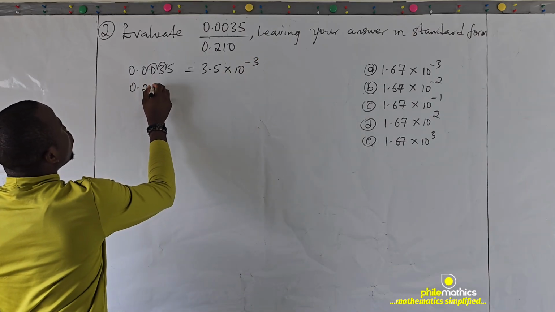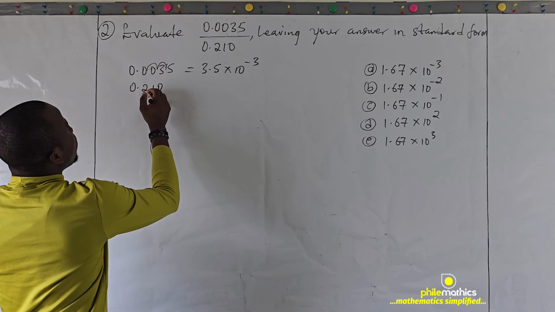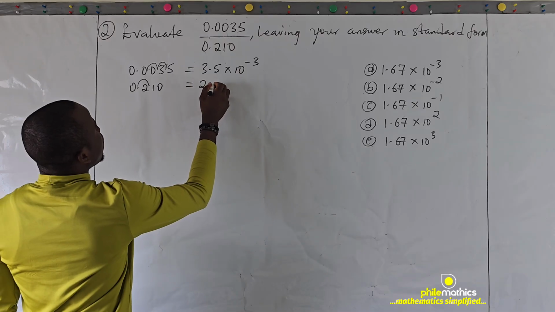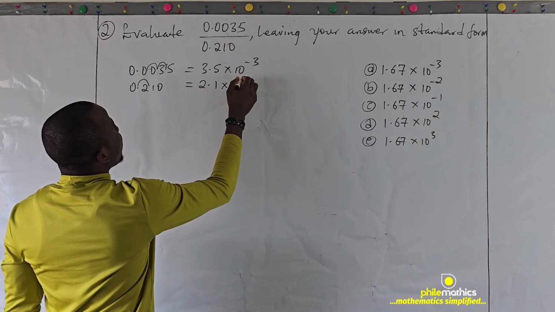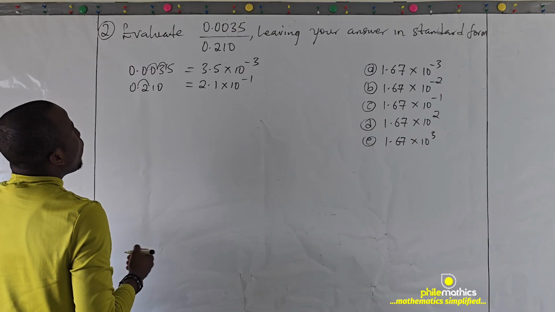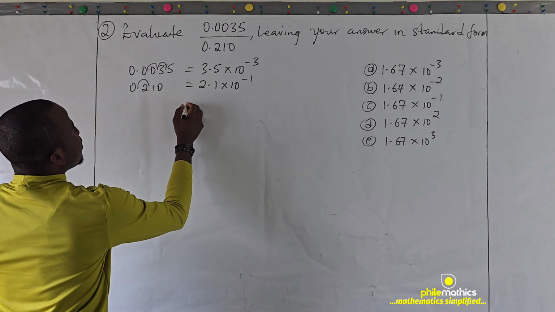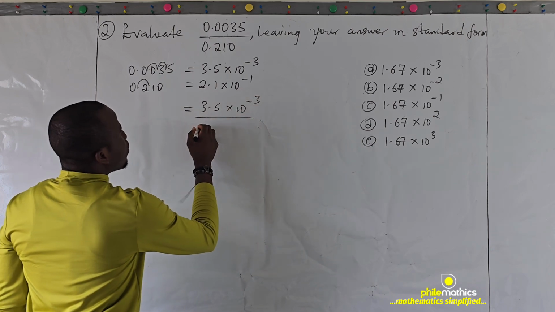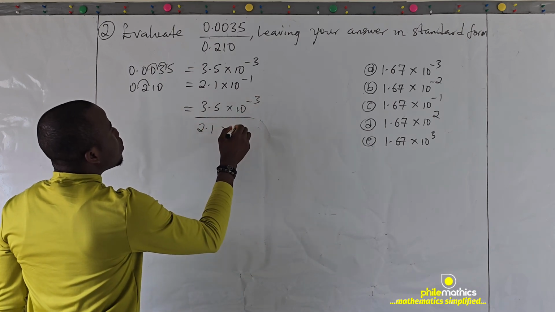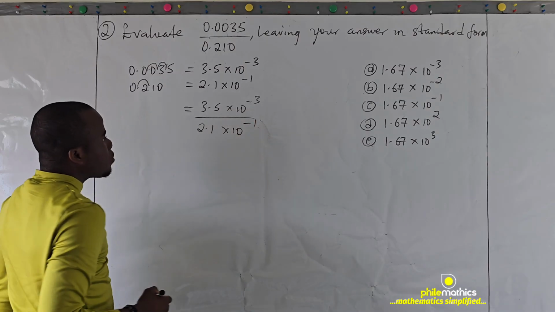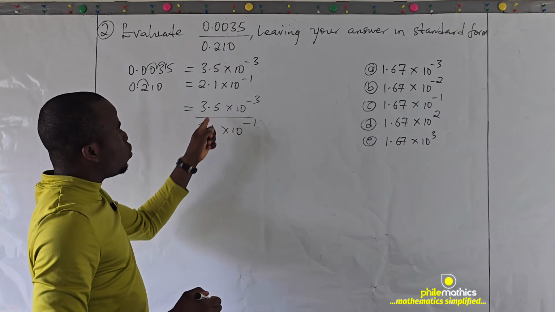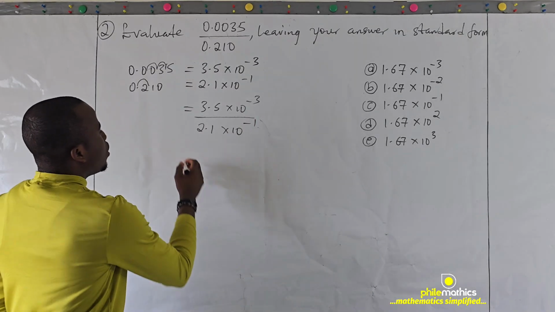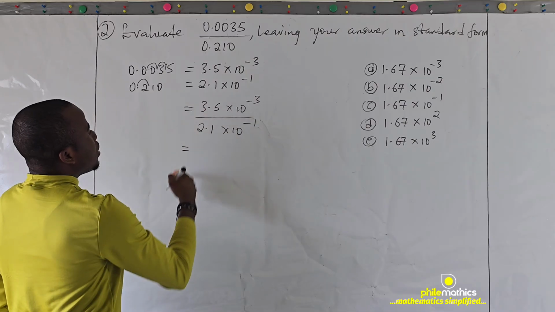And 0.210 in standard form, move 1, just 1. So this is 2.1 times 10 raised to the power minus 1. And so if you are to divide this, this is 3.5 times 10 to the power minus 3 over 2.1 times 10 to the power minus 1. I can divide the numbers separately and then use the laws of indices to simplify.